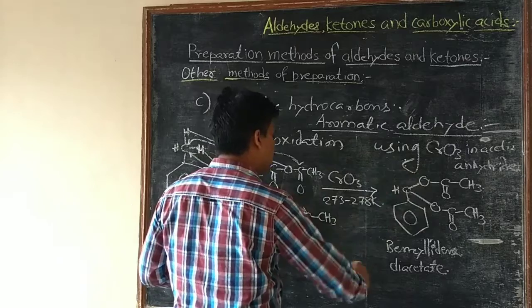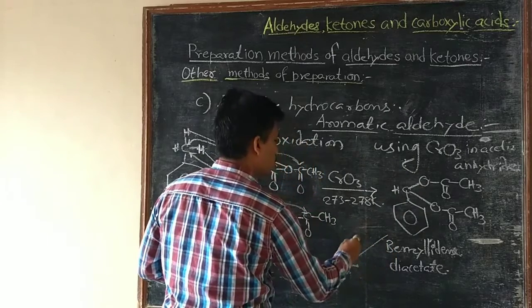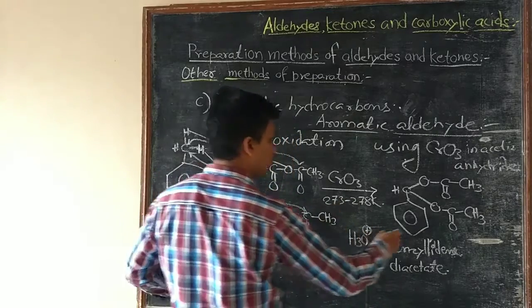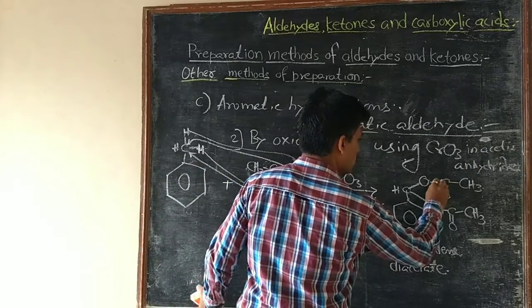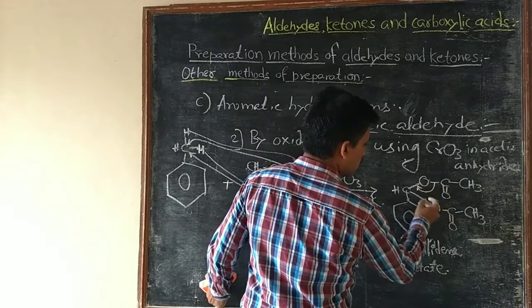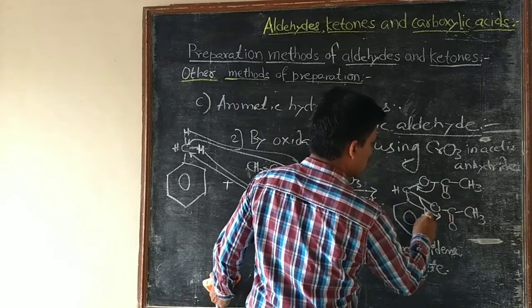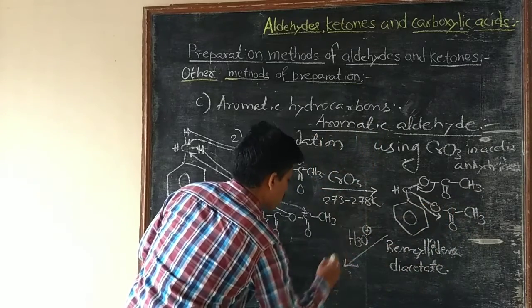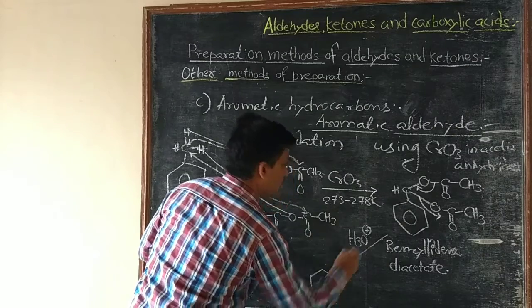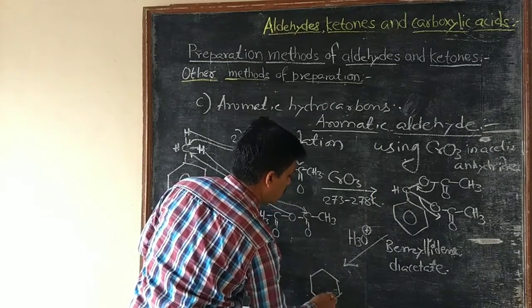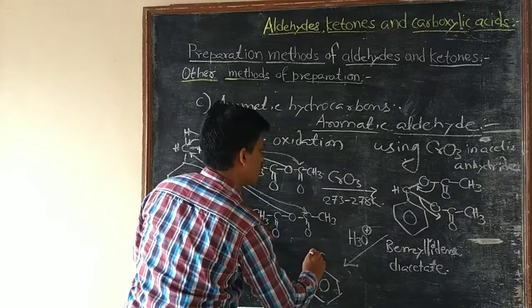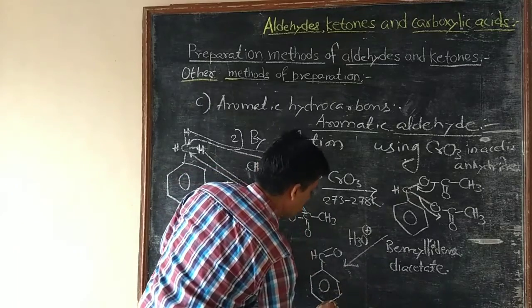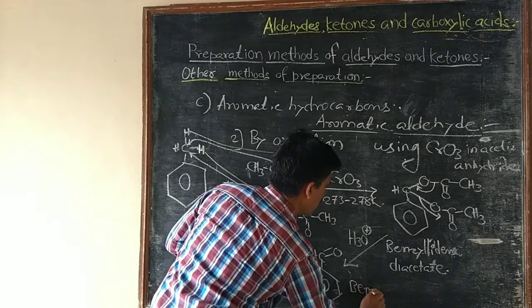This benzylidene diacetate further undergoes hydrolysis in presence of acid. After acidic hydrolysis, the bond between carbon and oxygen goes in this way and this bond goes in this way, that is this whole part goes away with its electron pairs. What we have left is our desired product, that is CH then C double bond O. It is called benzaldehyde.